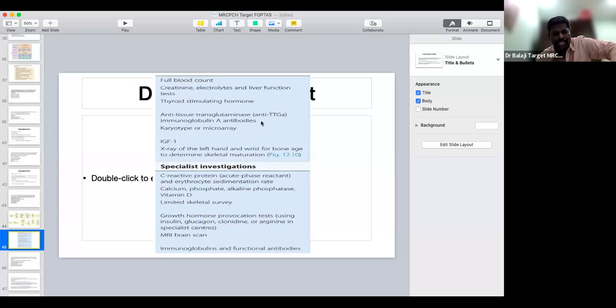So try to rule out celiac disease, try to do a karyotype, especially if the child is a girl child. Try to have your bone age. If at all you are interested in growth hormone, instead of the growth hormone provocation test, you can go for IGF-1. So IGF-1 is a screening tool for growth hormone deficiency. So this order you try to follow. Okay.